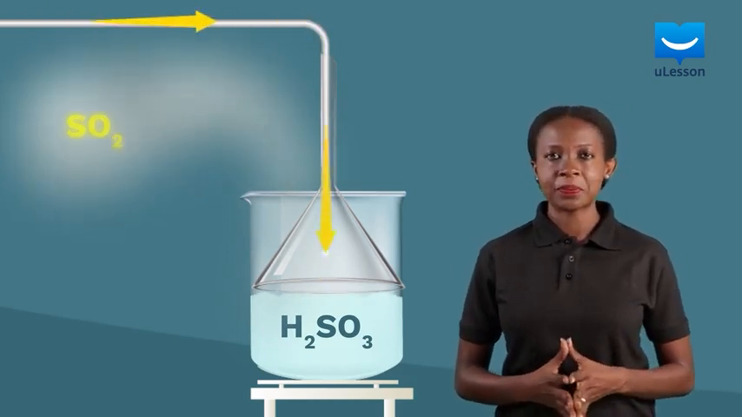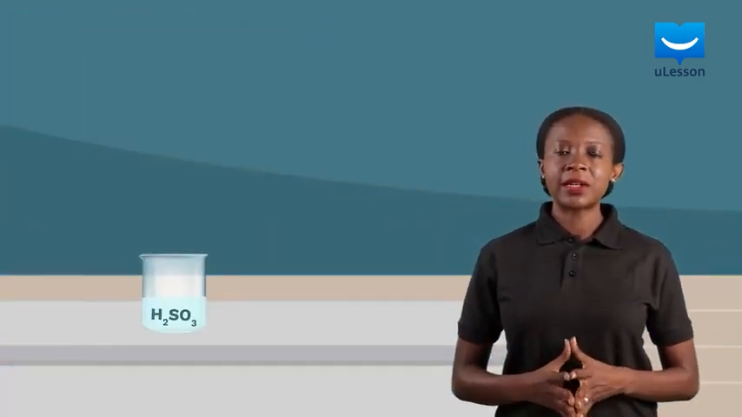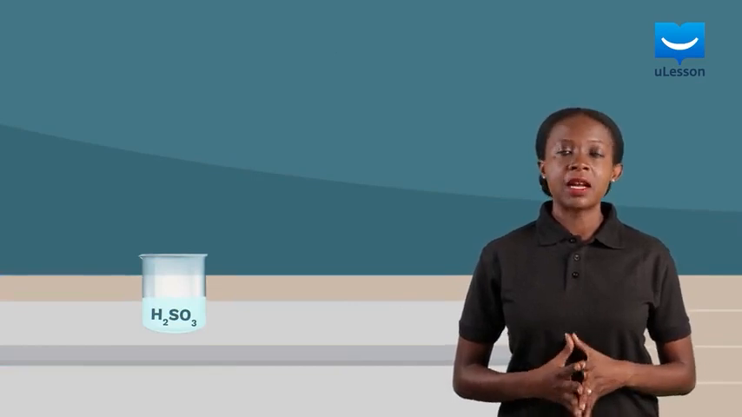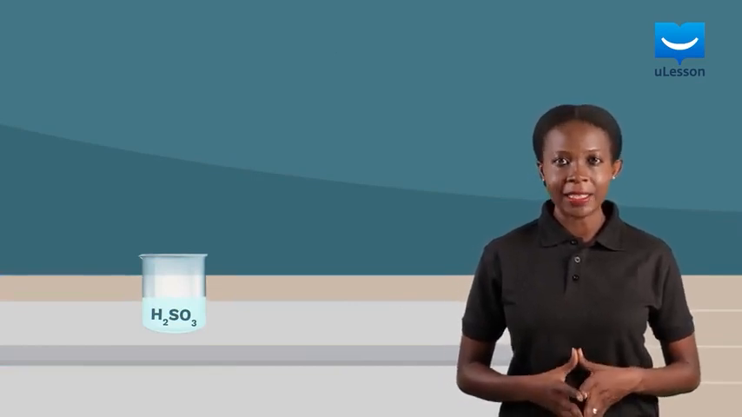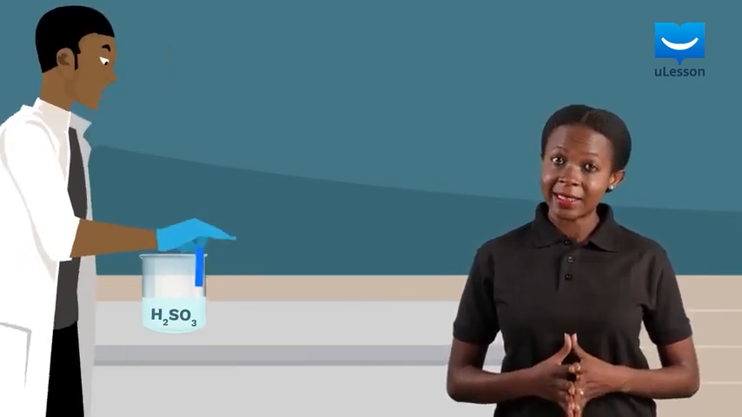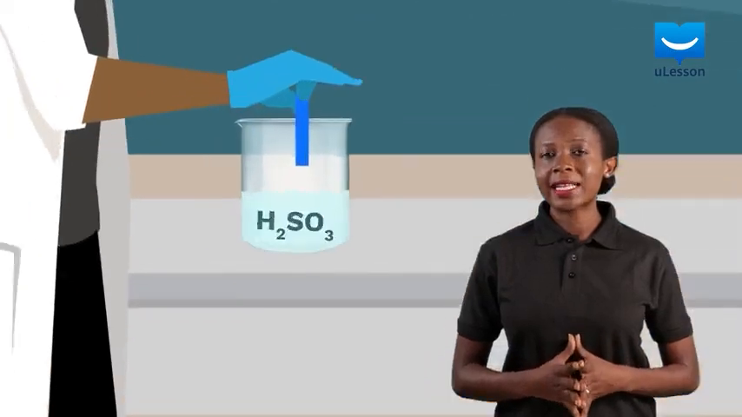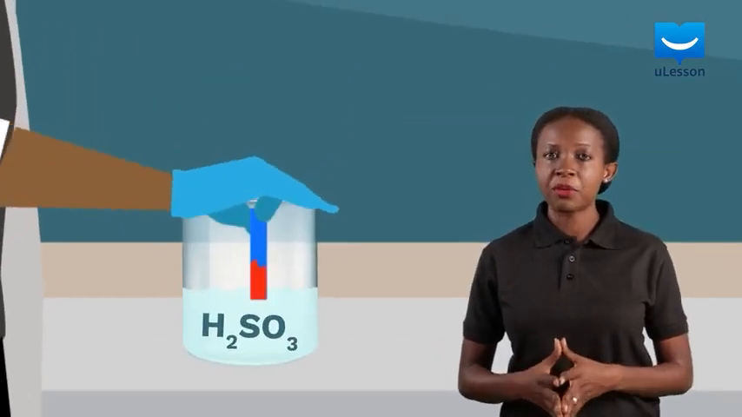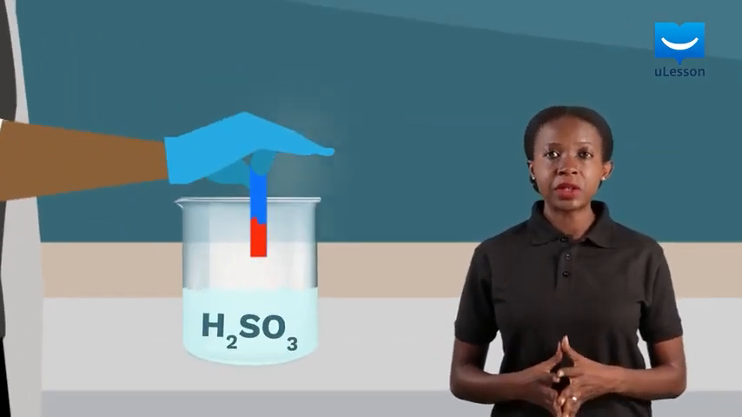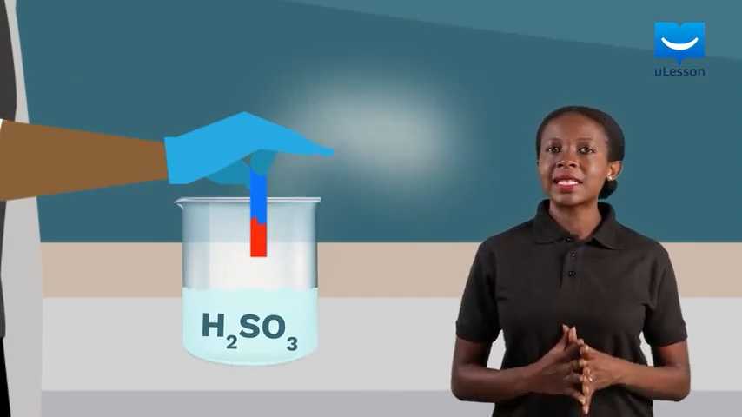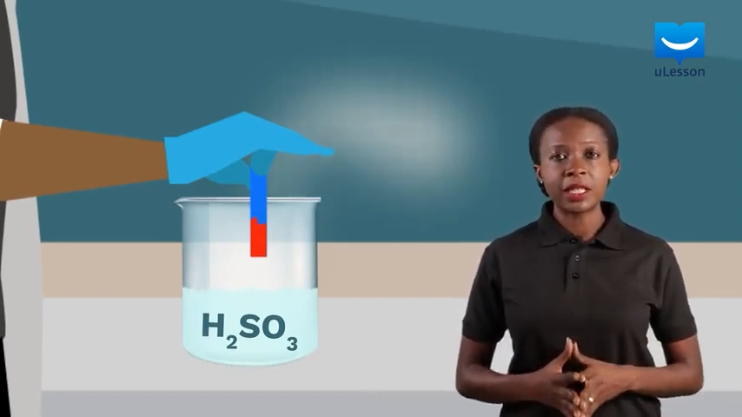Let's also take a look at some of the physical properties of trioxosulfate IV acid. Like other acids, trioxosulfate IV acid will turn blue litmus paper red. And as mentioned earlier, there is no evidence of its existence in the form of a pure liquid because it is very unstable.